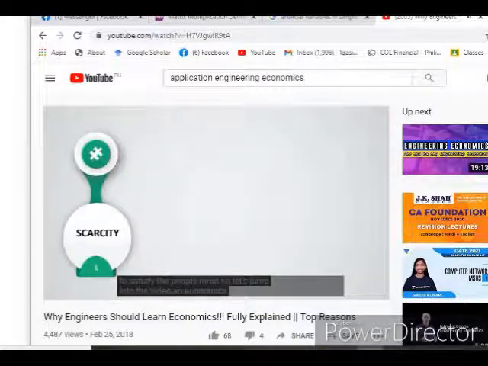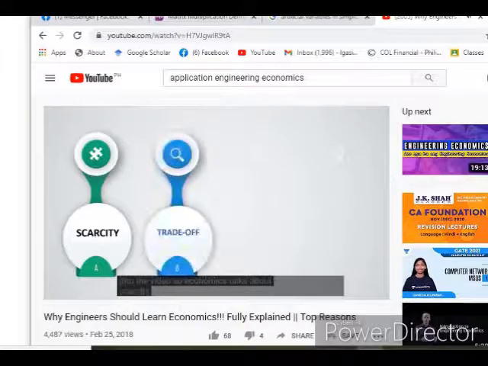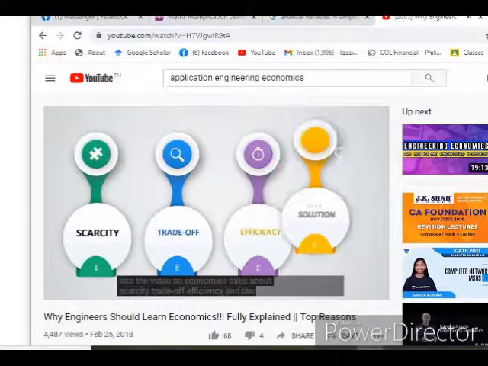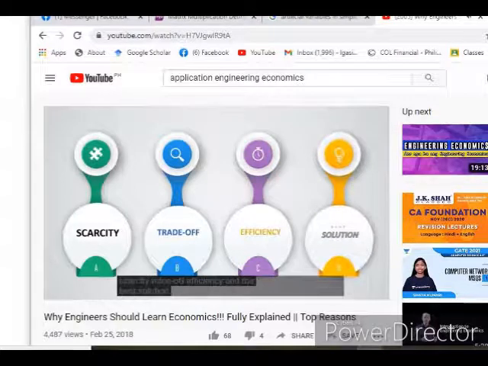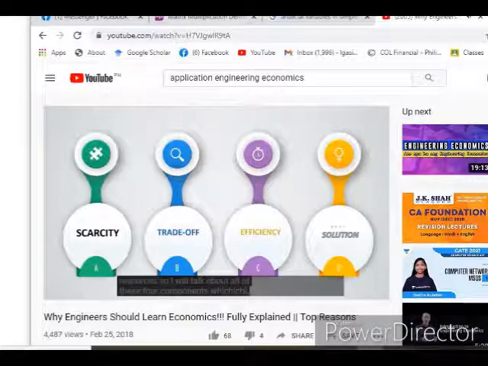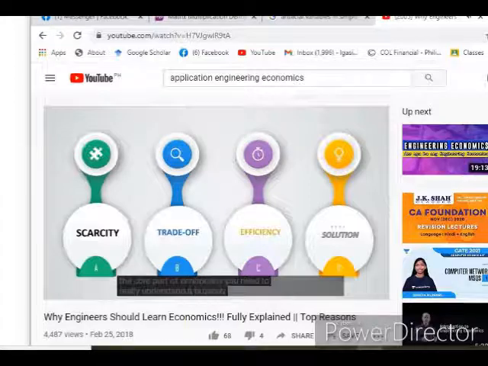So economics talks about scarcity, trade-off, efficiency, and the best solution possible in your limited resources. I will talk about all of these four components, which are really the core part of economics. You need to really understand it properly to connect it with the engineering.